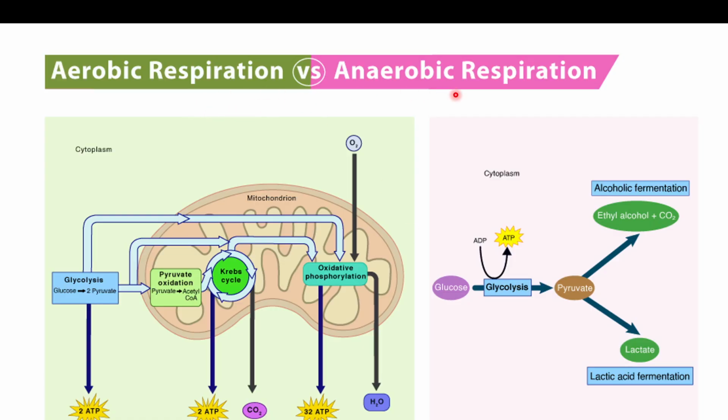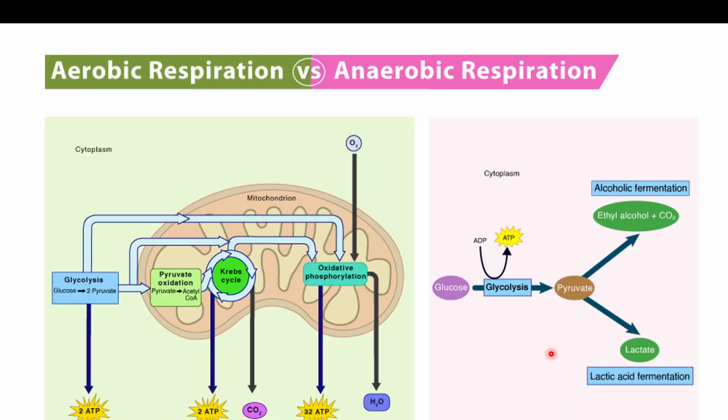Now, aerobic respiration versus anaerobic respiration. In the cytoplasm, you have glycolysis taking place, and then in the mitochondria, you have the TCA cycle. Pyruvate gets oxidized to form acetyl coenzyme A, then it enters the Krebs cycle, and then you have oxidative phosphorylation. But in anaerobic respiration, glycolysis is happening in the cytoplasm. You have ATP molecules released, but then the pyruvate can either undergo alcoholic fermentation to form ethyl alcohol and release carbon dioxide, or it can produce lactic acid, which is termed lactic acid fermentation. Right?